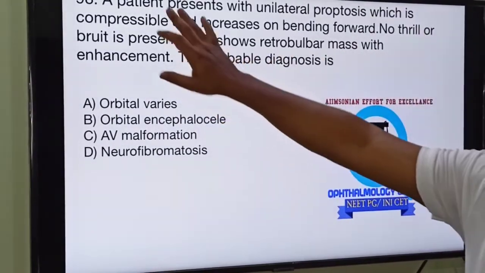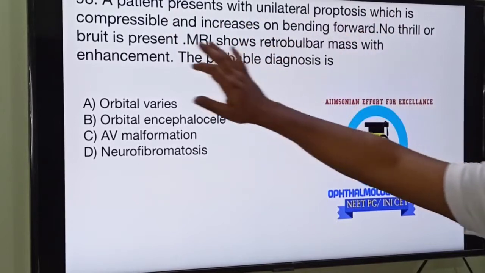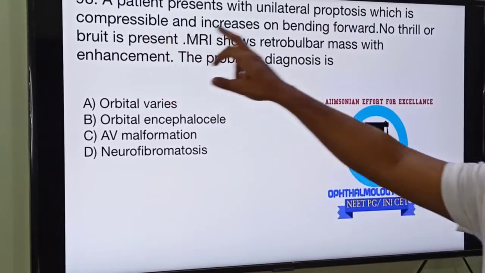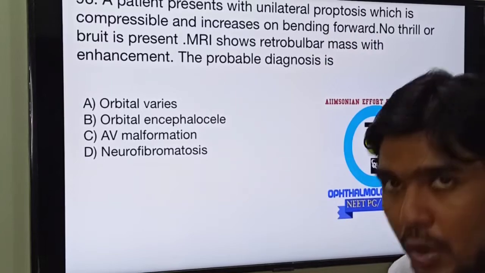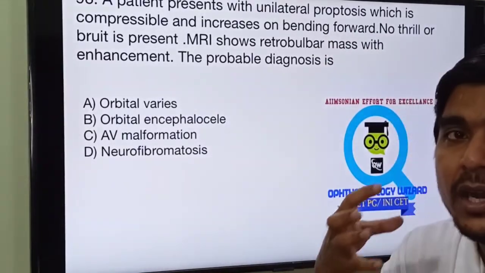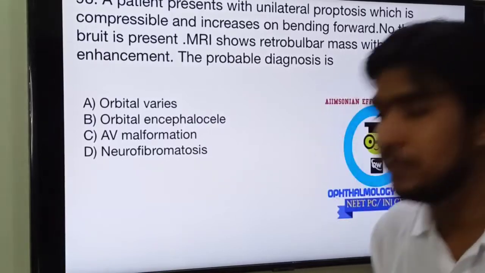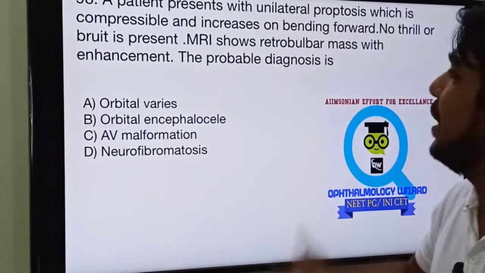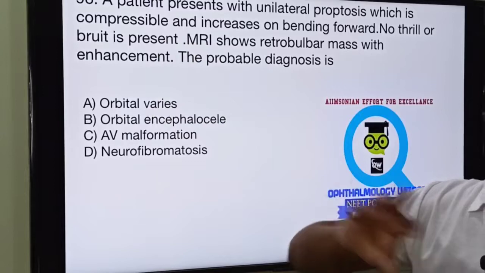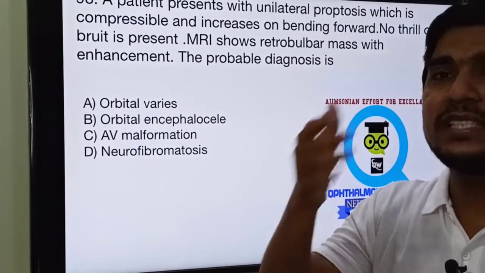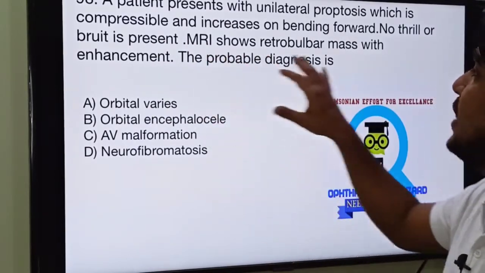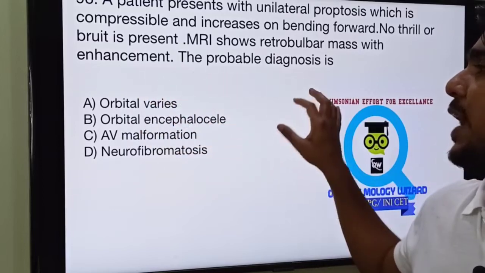No thrill in the patient who presents with unilateral proptosis, which is compressible. It's a compressible lesion. It increases on bending forward, which means something is filling on downward movement or bending. Bruit, there is some bruit, meaning some pulsation is also there. MRI with retrobulbar enhancement is the proper diagnosis.